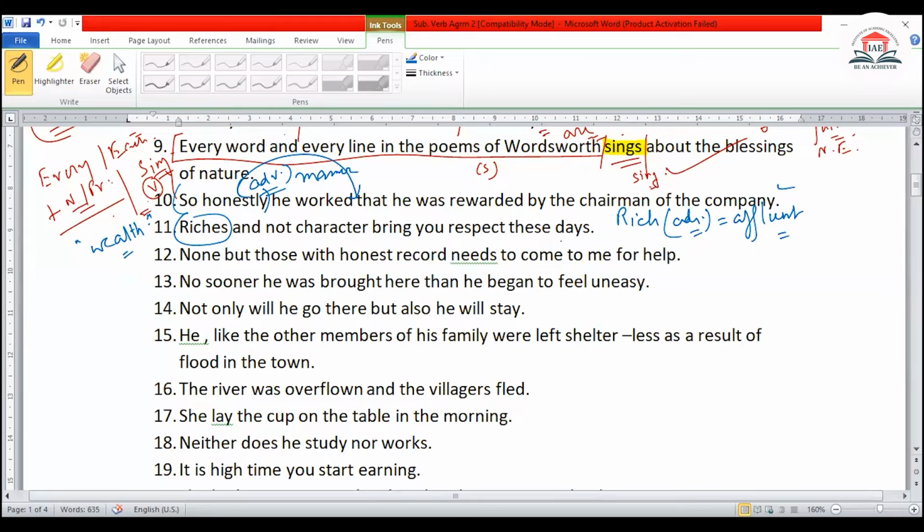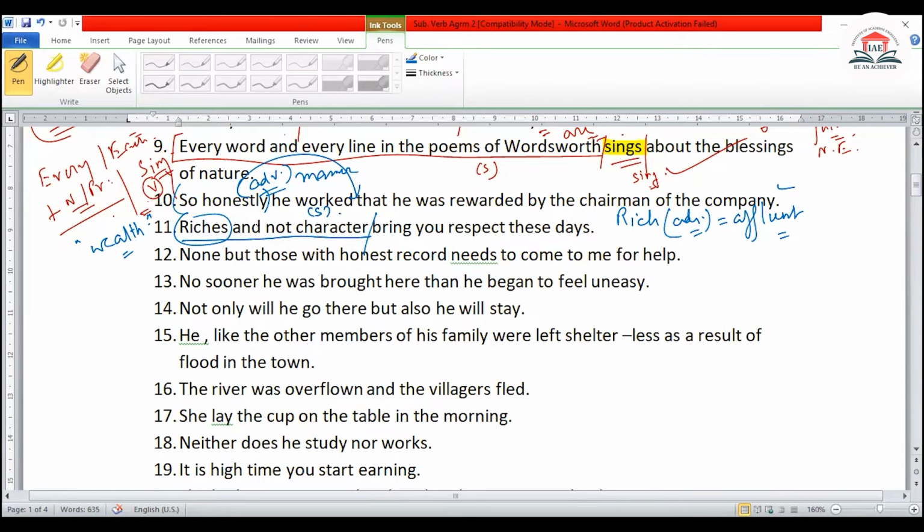Now, riches and not character bring you respect these days. আজকের দিনে কি বলতে চাইছে? कैरेक्टर से कोई मतलब नहीं है. आपके पास पैसा है तो दुनिया है. Who can earn respect? Those who are rich. Brings, this is you, respect. Okay. Now, riches and not character. So this is a portion of the subject.